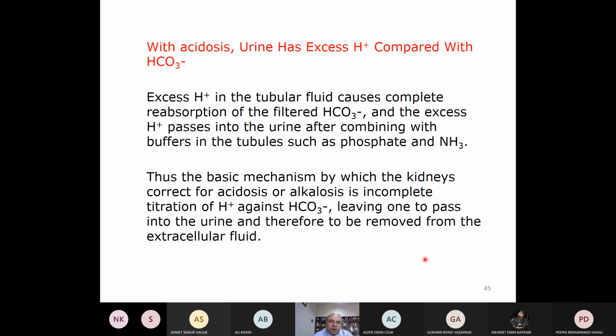In just the opposite situation, in acidosis, urine has excess hydrogen compared with bicarbonate. So excess hydrogen in the tubular fluid causes complete reabsorption of the filtered bicarbonate, and the excess hydrogen passes into the urine after combining with buffers in the tubules such as phosphate and ammonia. Thus, the basic mechanism by which the kidneys correct acidosis or alkalosis is incomplete titration of hydrogen against bicarbonate, leaving one to pass into the urine and therefore to be removed from the extracellular fluid.